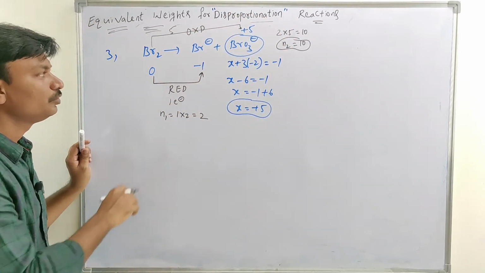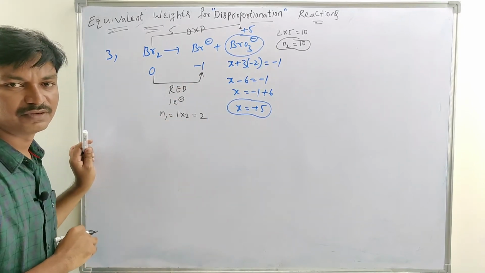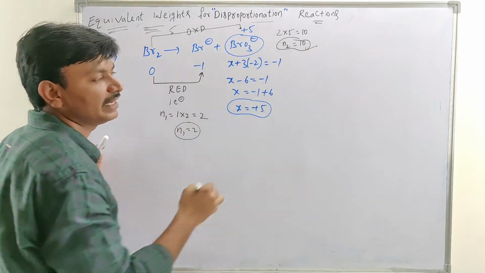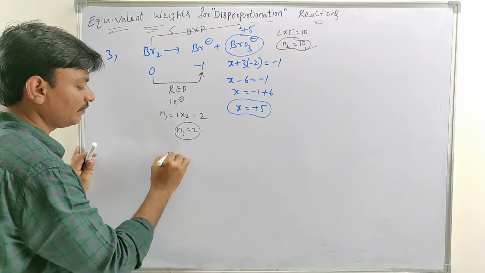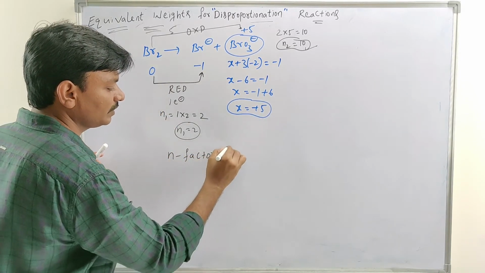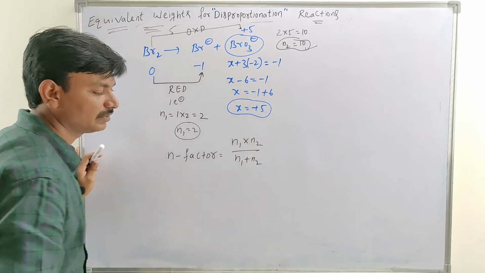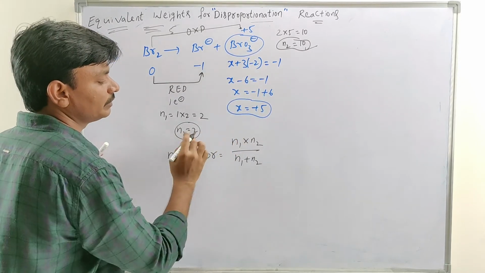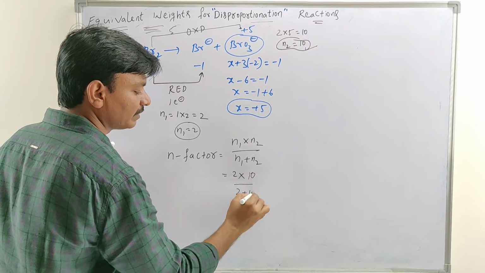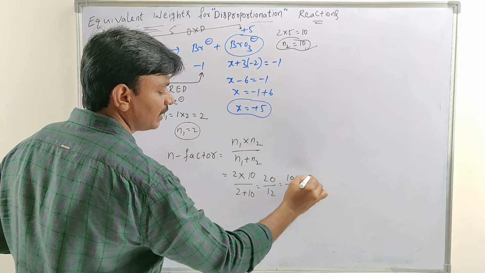In the second case, 2 bromines are transferring electrons, equal to 10 electrons. Clear? In the first case, N1 equals 2. In the second case, N2 equals 10 electrons. The N factor value for the Br2 molecule is N factor equals N1 into N2 divided by N1 plus N2. Here N1 is 2 and N2 is 10, so 2 into 10 divided by 2 plus 10, that is 20 divided by 12, that is 10 by 6, that is 5 by 3.